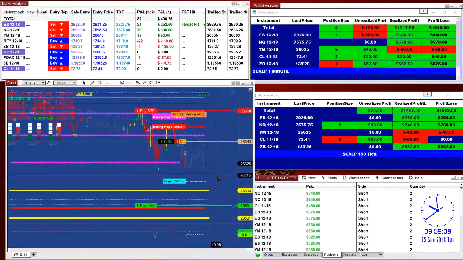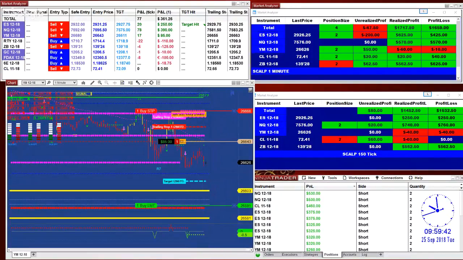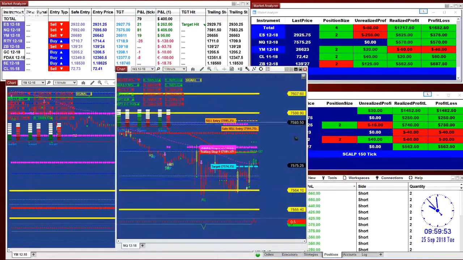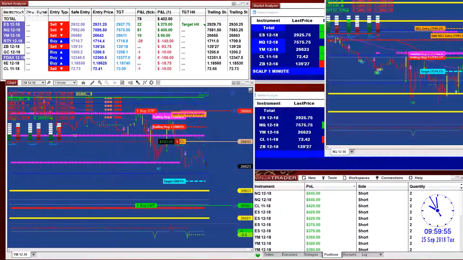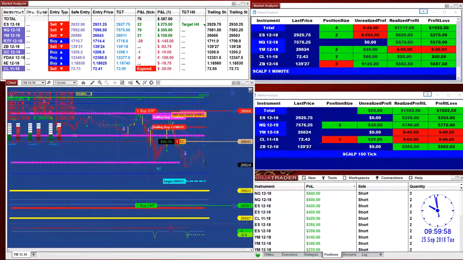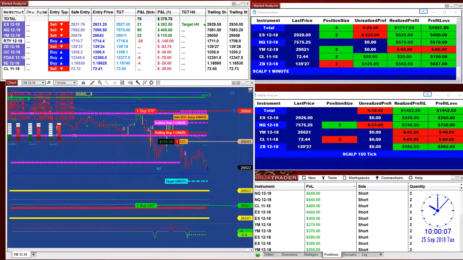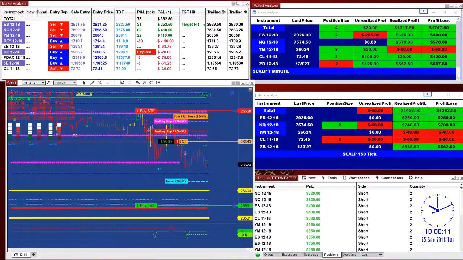The YM, we have not hit the target. We will try to hit the target. And NASDAQ, we already hit the target. We are waiting on a new signal on the NASDAQ. So I'll keep my eye on all of them. It is very hard to keep my eye on all of them. I apologize, sometimes I get confused. But we'll try to keep up with everything here.